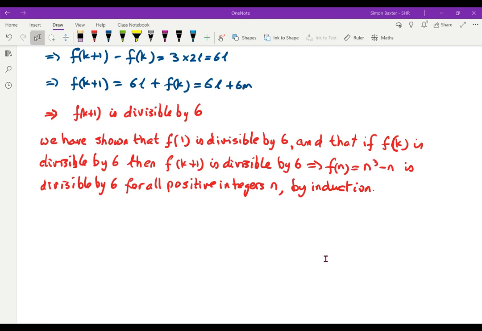There are two more slight twists in examples on proof by induction, but these I will do in the next video.